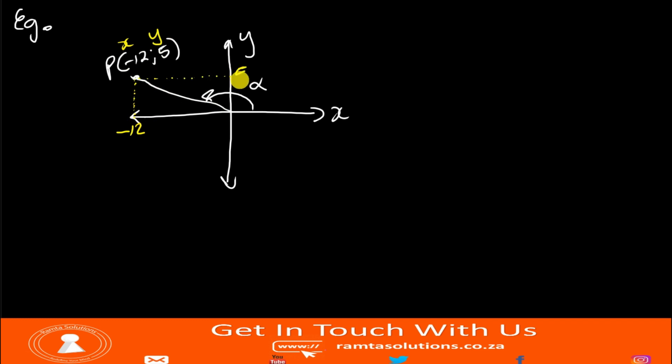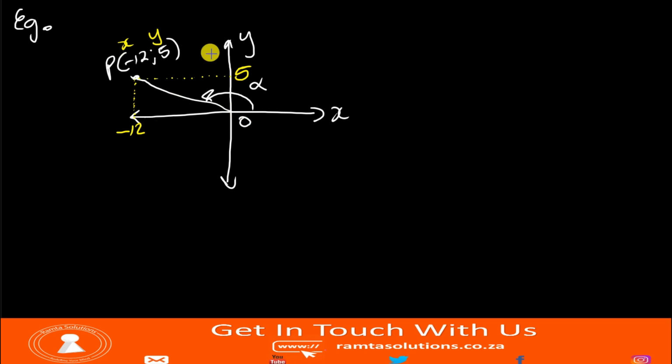What is it? It's 5 units. Can you guys see that? It's the y value. It's 5 units. Okay? So, what you need to do is to find, let me remind you that this is the origin. What you need to do is to find OP.